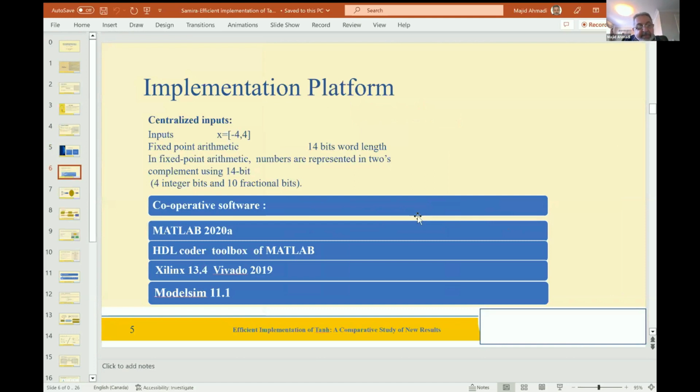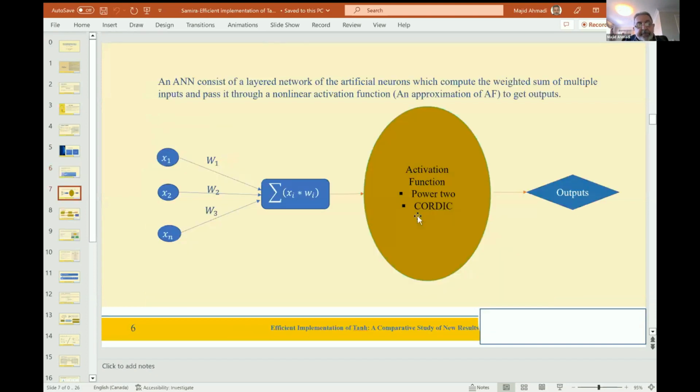We use MATLAB 2020A as our software and the HDL Coder toolbox of MATLAB. And we use the Xilinx FPGA with Vivado 2019 version and ModelSim for this platform.